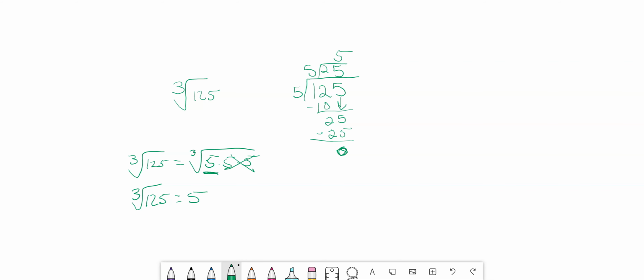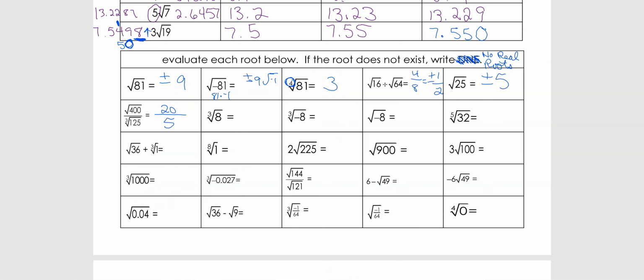But that didn't ask us what the cube root of 125 was. It asked us what the square root of 400 divided by the cube root of 125 is. So let's go ahead and figure out what that is. Okay, so we get 20 divided by 5. 20 divided by 5 is 4. So the answer would be plus or minus 4.